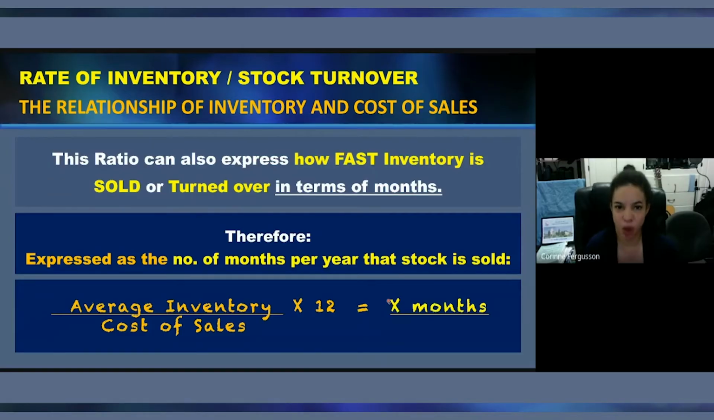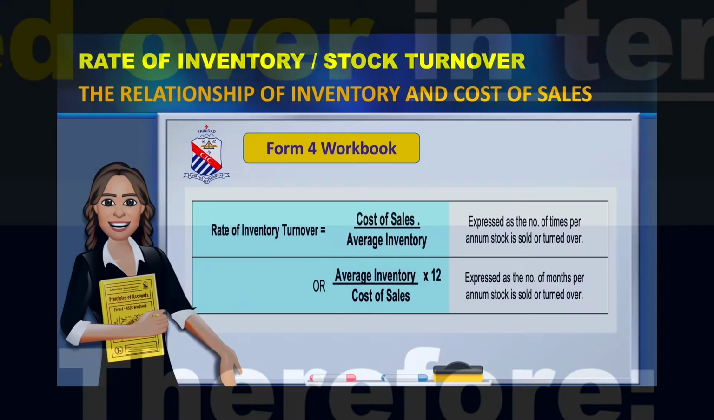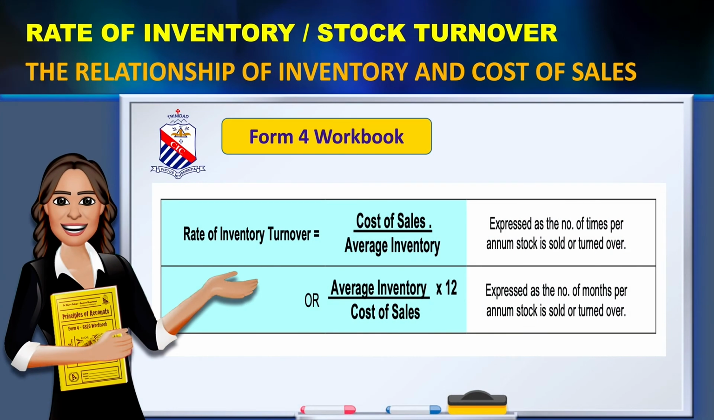12 because there are 12 months in 1 year. So because it's months that we're expressing it in, it will be 12. If it were days, it would be 365, like we did for the creditors and the debtors ratios. But this is in months, so we're using 12. Just want to show you how simple it is.